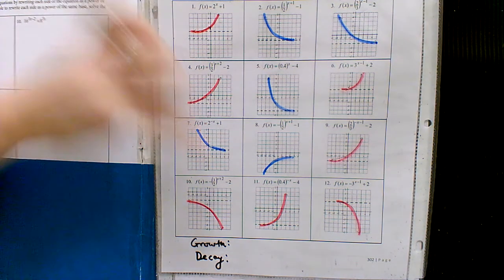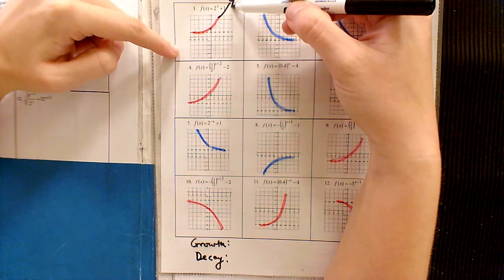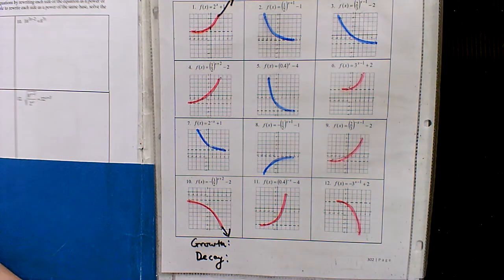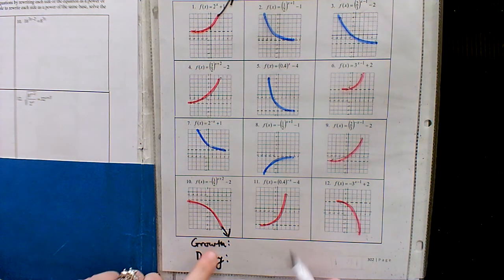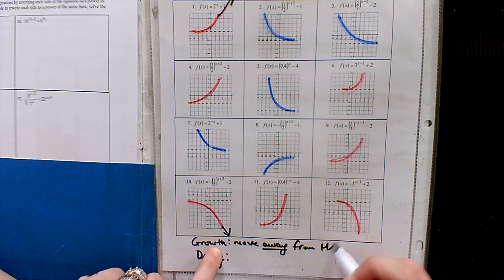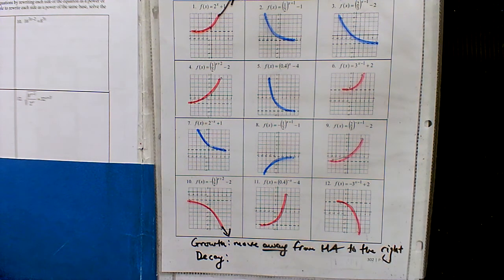So looking at my red ones, notice how as I go to the right, my graph either goes up forever or down forever, depending on what the shape actually is. That's what's classified as growth, because you're going to increase or decrease forever. There's no bound to your graph. So exponential growth is when we move away from a horizontal asymptote to the right. So all my red graphs would be classified as growth.